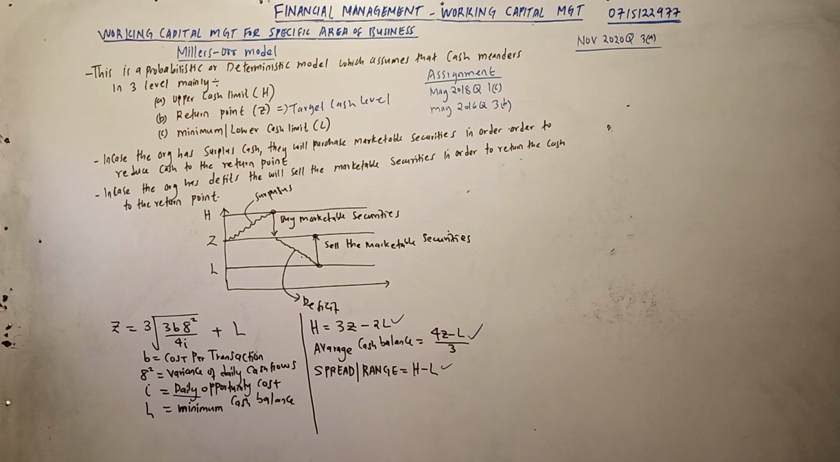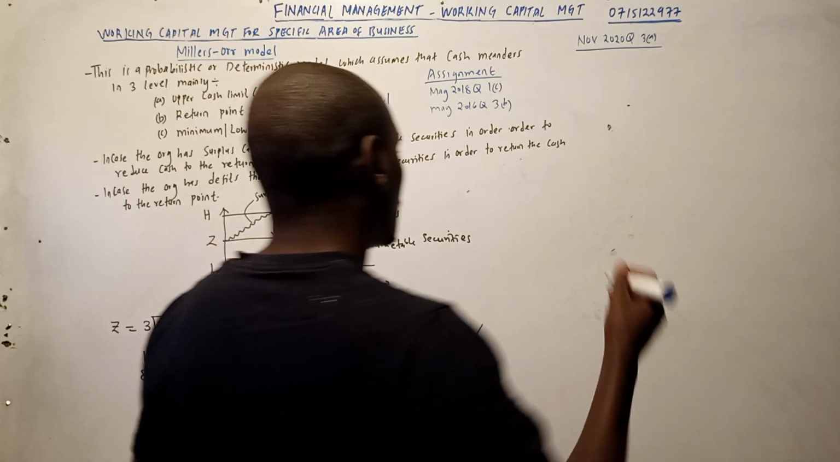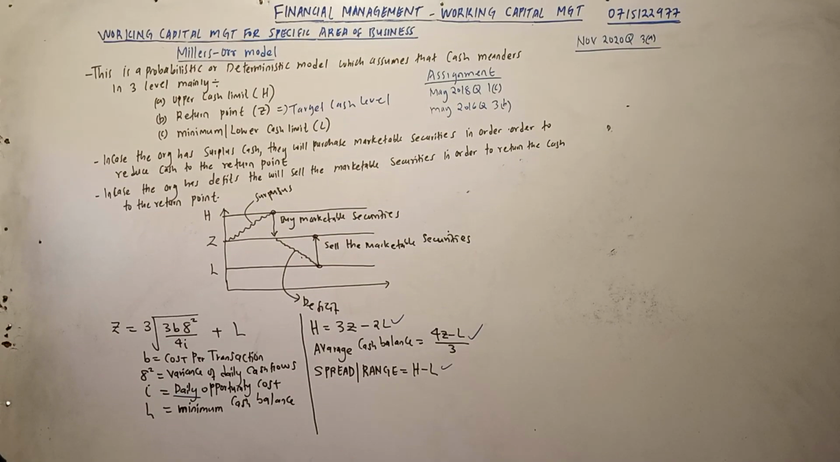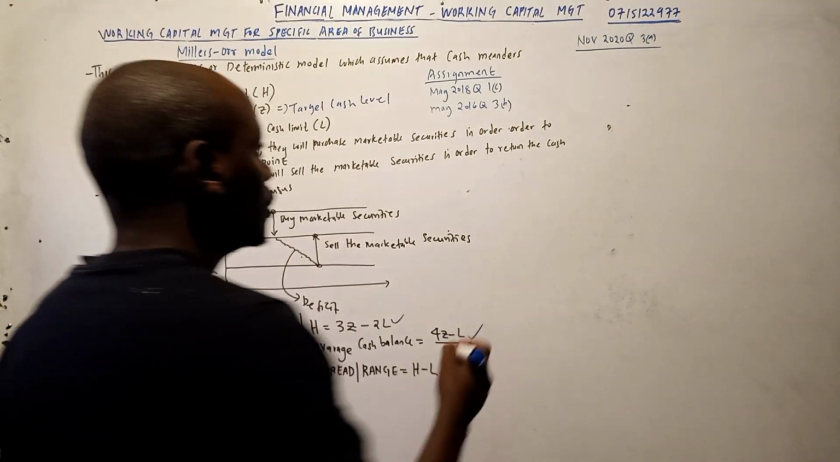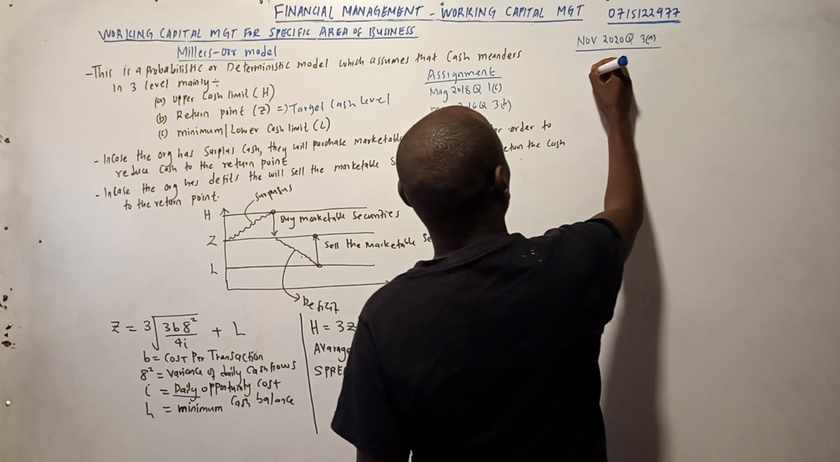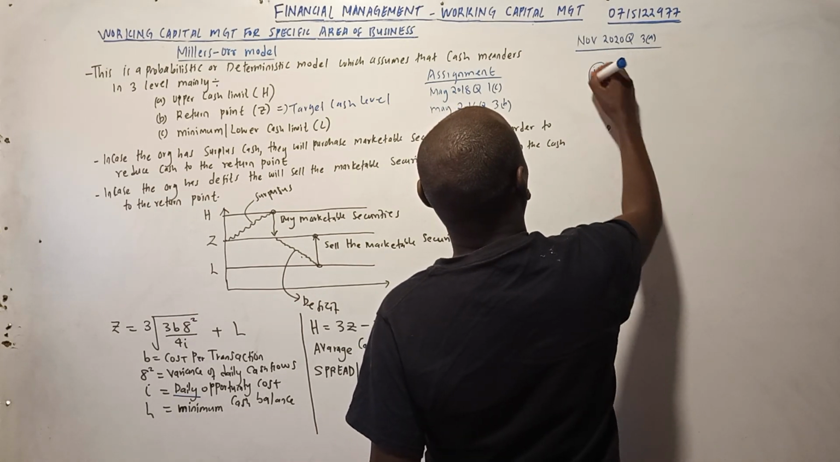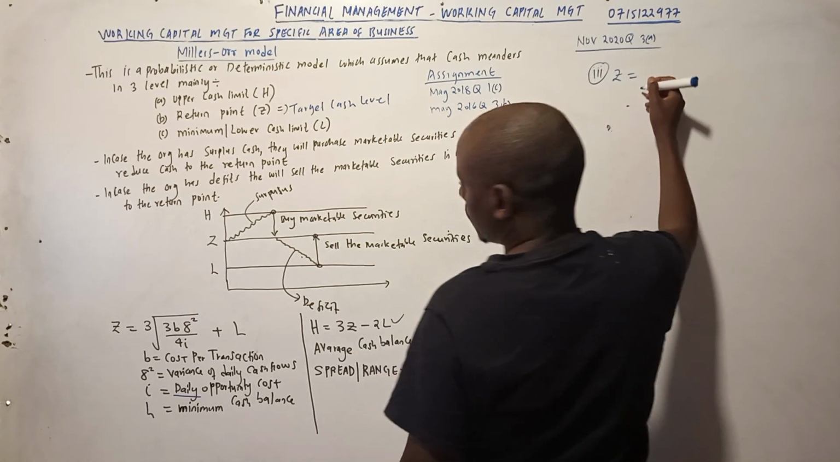So you need to start with the return point first. In part A they have told us about the spread, so we start with part 3. That's why you would start with part 3, the return point, because we need that one.